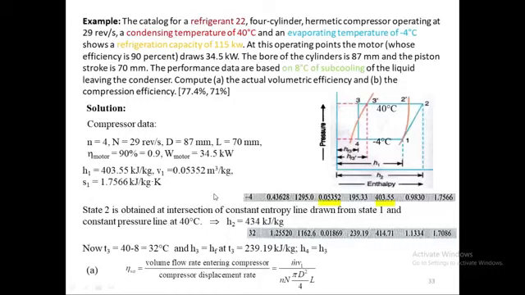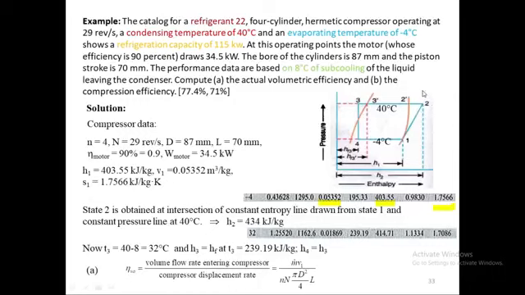Okay. Then S1, the entropy at point 1, is 1.7566. So I wrote it down, kilojoule per kilogram Kelvin. Okay, written down that one. Why do we need that? We need it because 1 to 2 is a constant entropy process. So when we draw it, because we need H2 also.